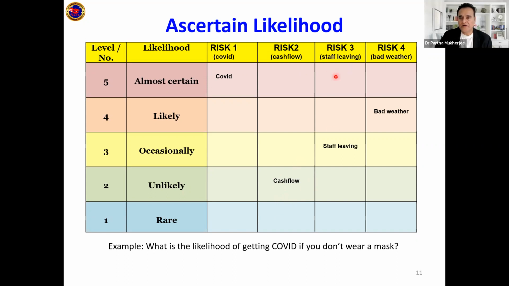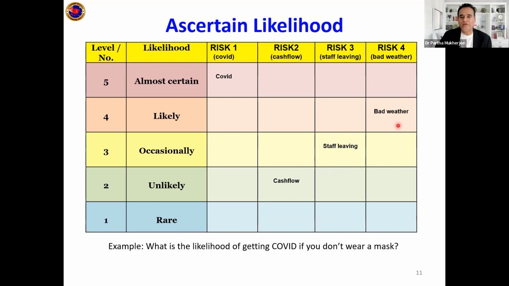Okay, the third risk is staff leaving. You might say, it is not rare, it is not likely. I know my staff are very good. They might get another job, and then occasionally they might leave. Occasionally I might experience my staff leaving my company. It's not almost certain, it is not likely they will leave, but occasionally they can leave. So you will put it as occasionally.